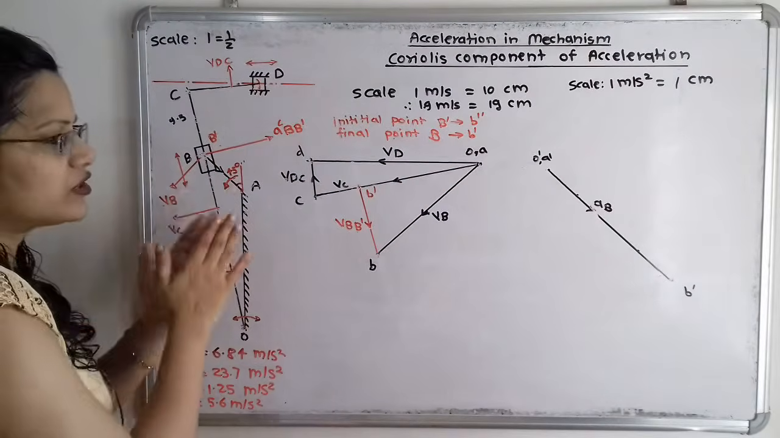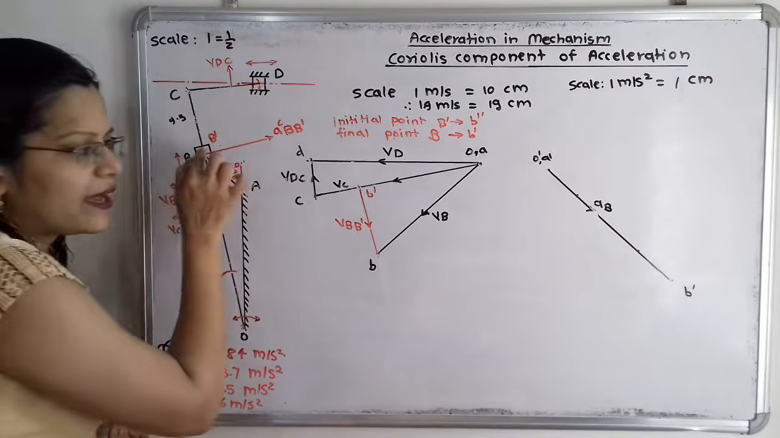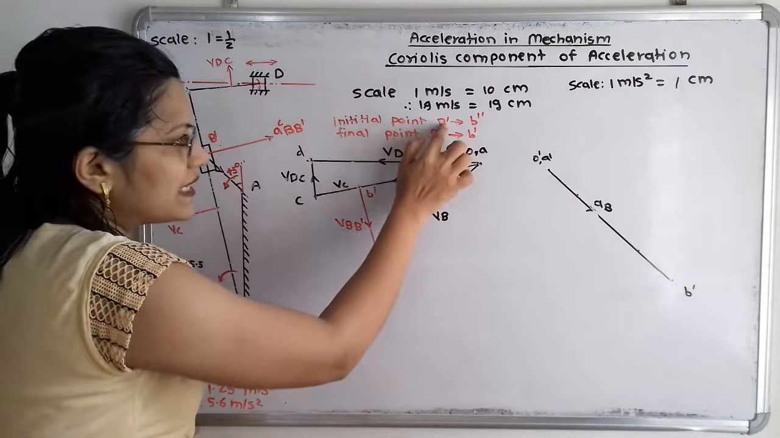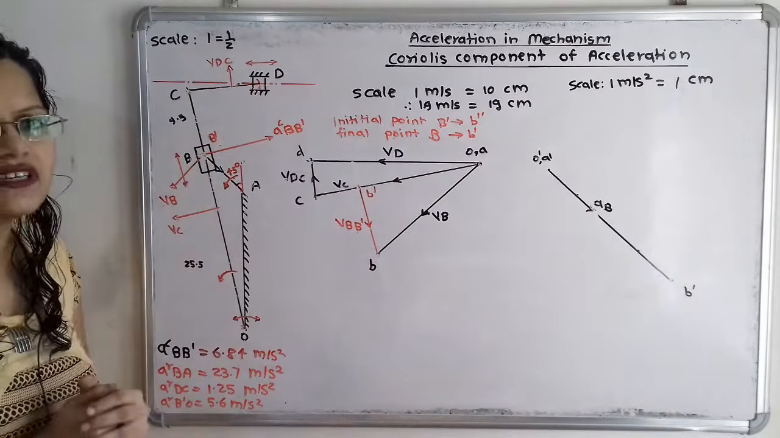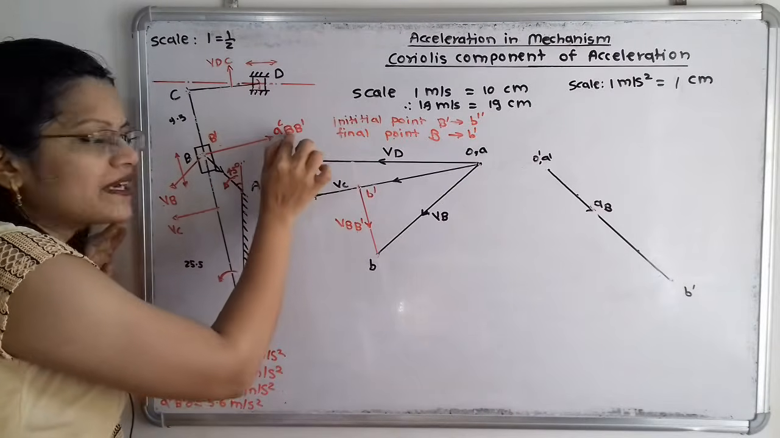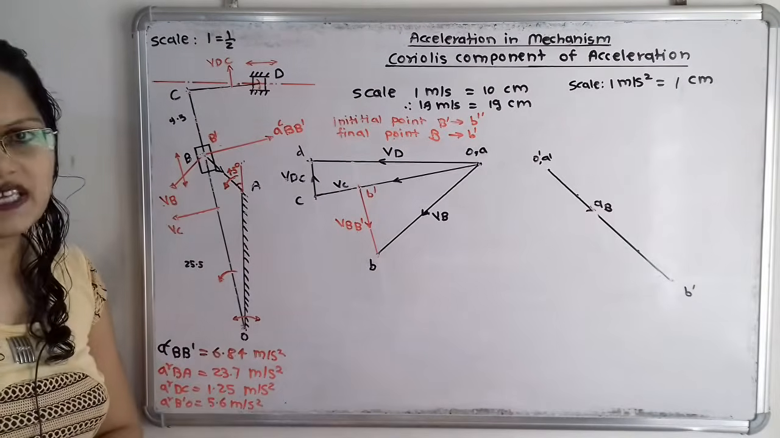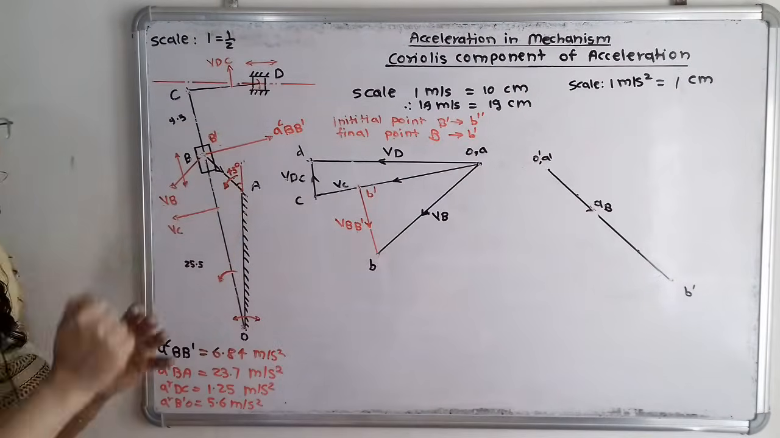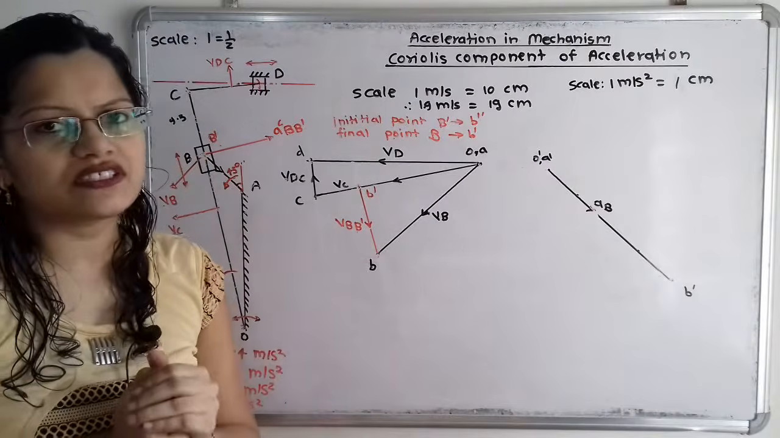Now to avoid confusion, we will locate here the point B in the space diagram as a B dash in the acceleration diagram, and we will locate the point B dash in the space diagram as a point B double dash in the acceleration diagram. Now here the Coriolis component of acceleration for B to B dash is known as we have calculated 6.84 meter per second square. So we have to locate, or we can locate this with this scale and with this direction. But here we have to remember which is the initial point and which is the final point.